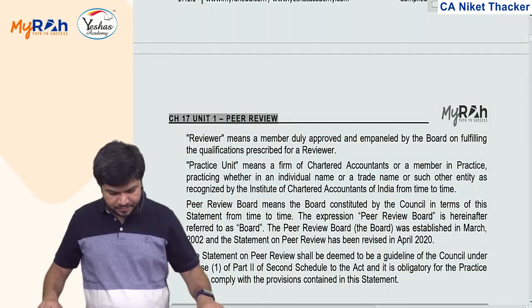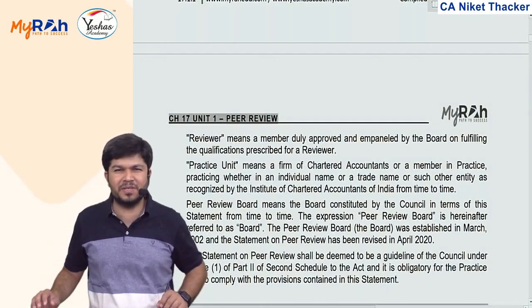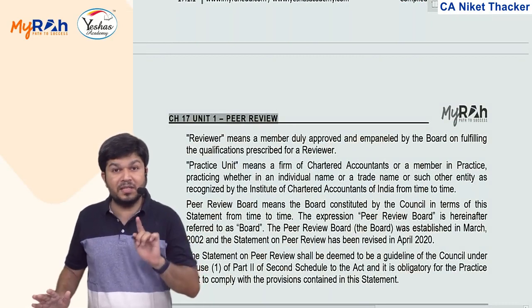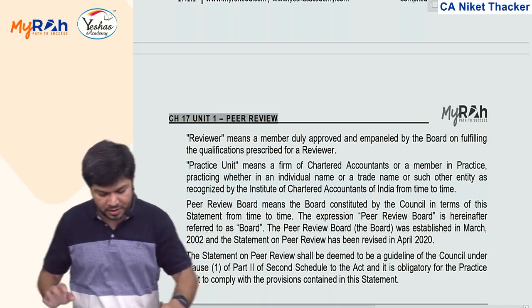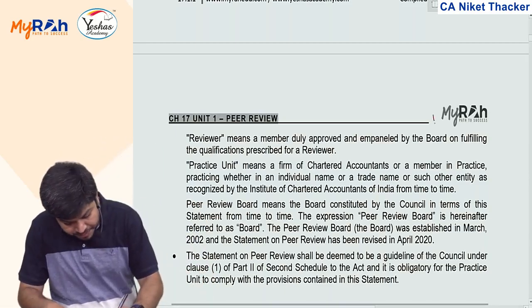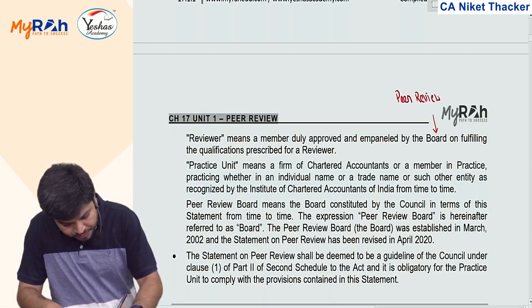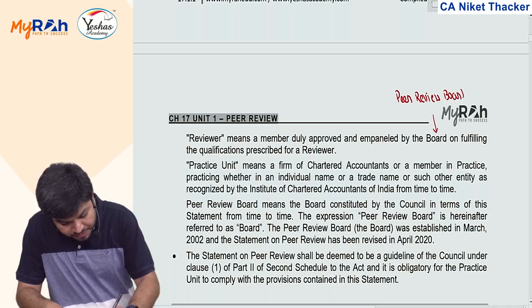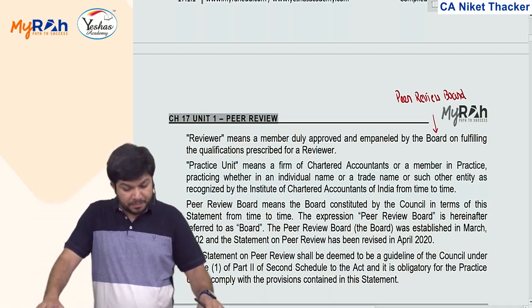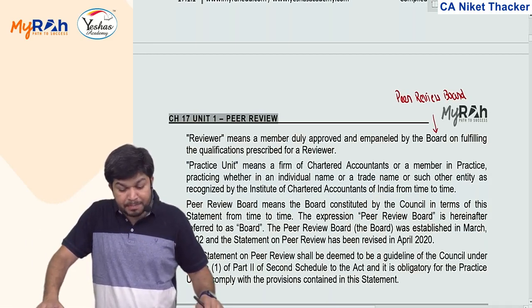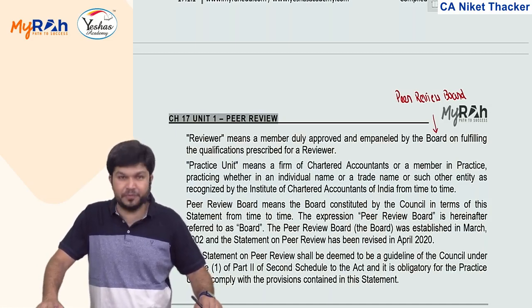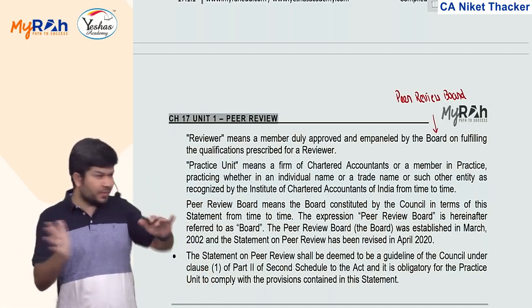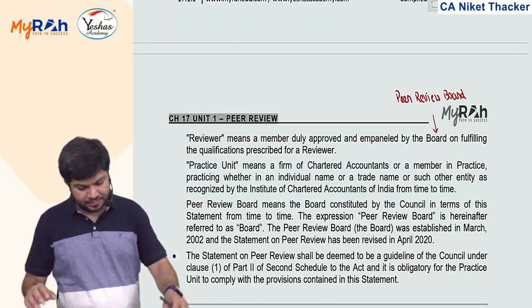Okay, next, reviewer. Who is a reviewer? He is a qualified chartered accountant, but he is there in the empanelment. He is empaneled by the Peer Review Board. So wherever the word board comes in your unit 1, it's the Peer Review Board. He is a member of ICAI, duly approved and empaneled by the board on fulfilling certain qualifications prescribed for a reviewer. Sir, what are the qualifications for a reviewer? It will come later.